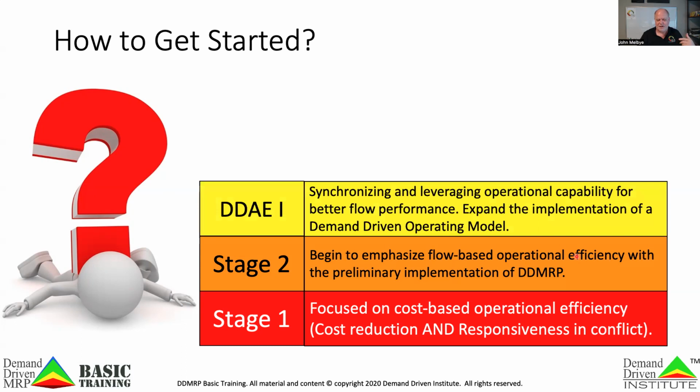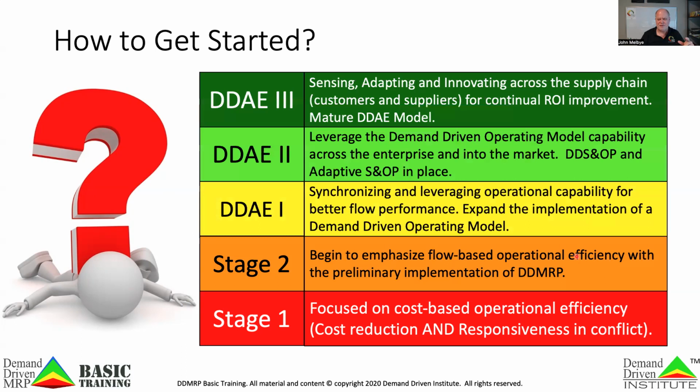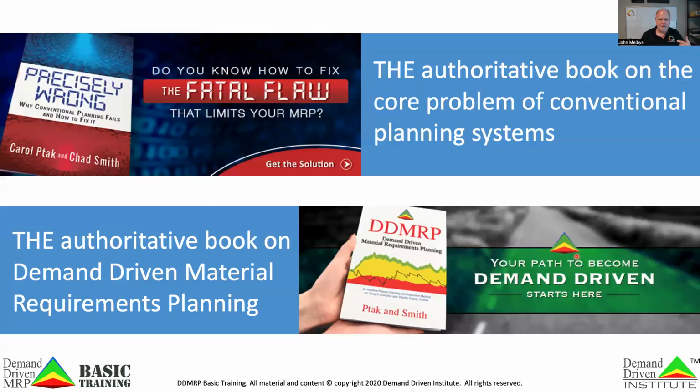Then we move to a demand-driven adaptive enterprise where we're synchronizing and leveraging operational capability to improve that flow performance. Then we continue that improvement across the enterprise and into the market. And then we get customers and suppliers involved and get a continual ROI improvement across the supply chain. Precisely Wrong: if you believe that the traditional planning world can work, please get a hold of Precisely Wrong, because I think most of us know intuitively that it can't work, but we're kind of stubborn and want to continue to do what we've done in the past, and it will not work in the world we live in today.